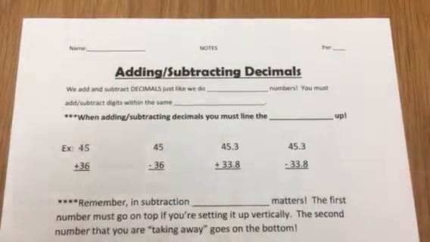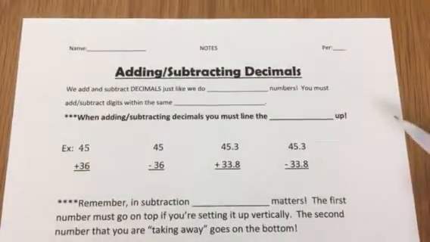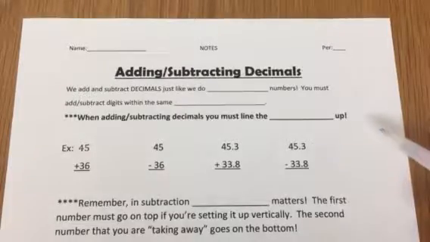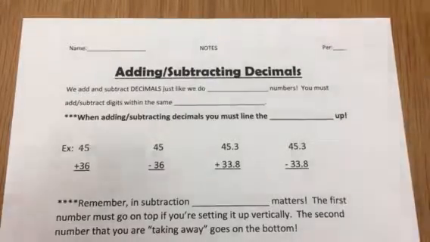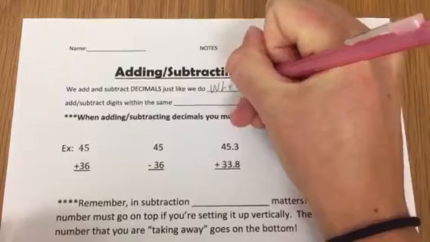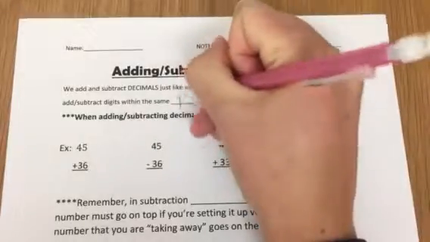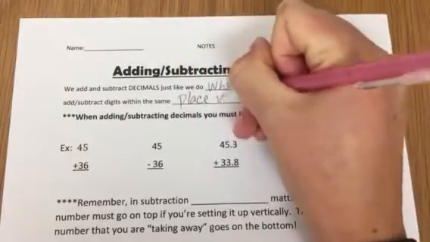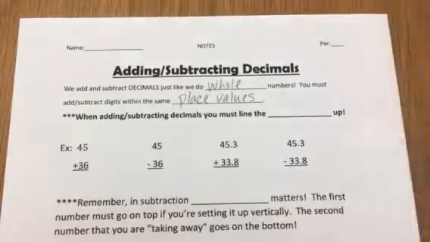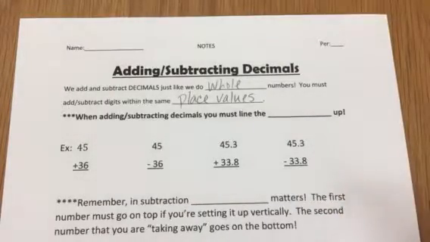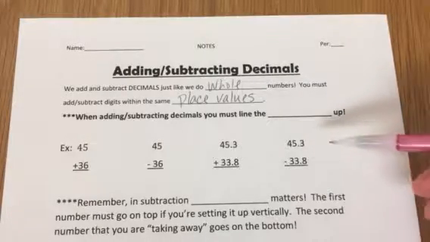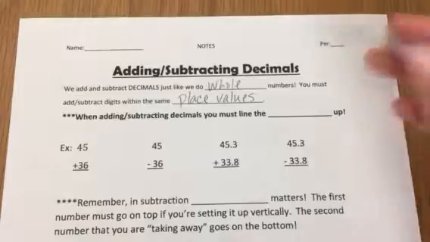Good morning. Today we're going to be learning about adding and subtracting decimals. We add and subtract decimals just like we do whole numbers. So we're going to maintain that same idea of adding within the same place values. In order to add and subtract from the same place values, the easiest way to set it up, especially if you're going to set them up vertically, is to make sure your decimals are lined up.